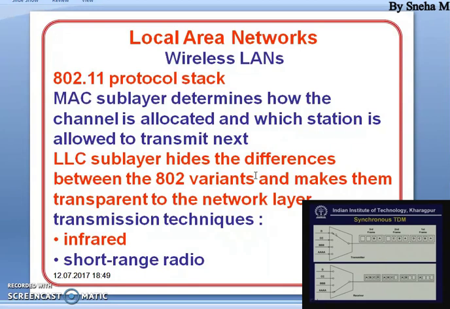The LLC sublayer hides the differences between the 802 variants and makes them transparent to the network layer. What type of 802 variant you are going to use below is hidden from the network layer. So the network layer acts as normal even though you have used some other technology for transmitting the data. Transmission techniques can be infrared, short range radios, etc.